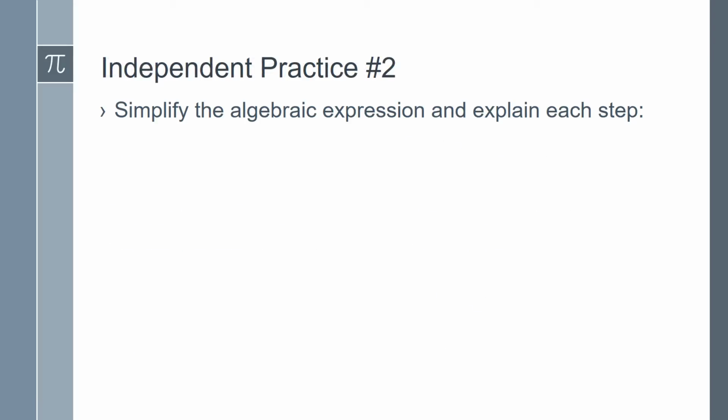Independent practice problem number 2. Simplify the algebraic expression and explain each step. A, 4c times 2. B, 8 plus m plus 5. Now is a good time to pause the video to work on this problem if you haven't done so already.